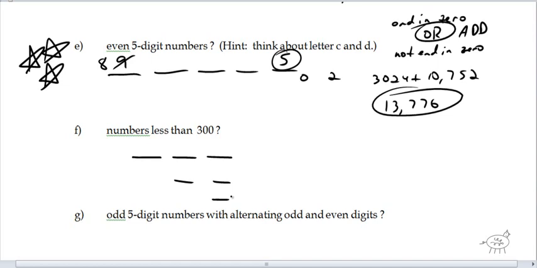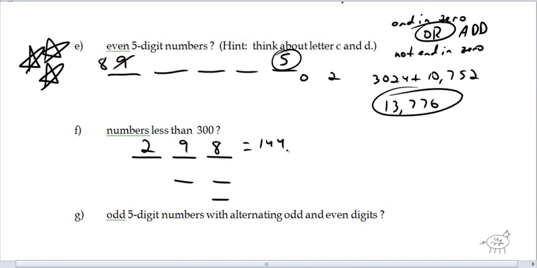Okay? So if it's less than 300, my most restrictive spot is going to be my first slot because it'll only be a 200 or a 100. Do you guys agree with that? So there are 2 possibilities, either a 1 or 2. Certainly not a 0 because, again, a number can't start with a 0. Really, really important. And then, of course, if I use one of those numbers and there's no repeats, how many do I have left here? Do you guys agree? Well, I had 10, now I have 9, and then I have 8. So you get 144 for that.